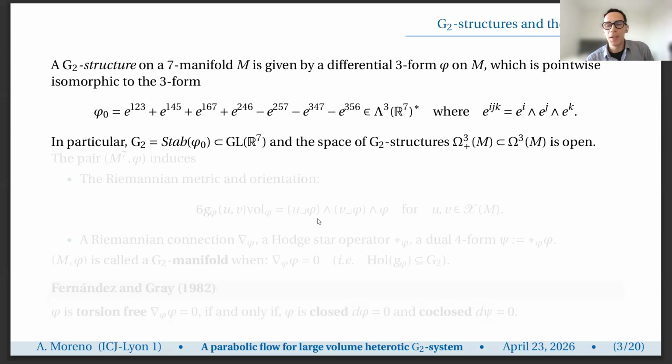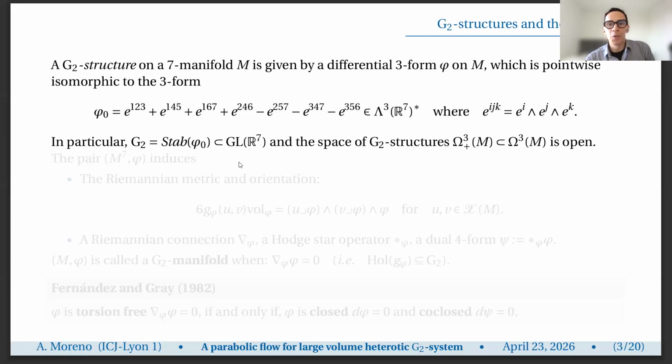As almost everyone knows now, a G2 structure is going to be a differential 3-form, which can be identified with the standard G2 structure on R^7, coming from the product of the octonions. You can write this 3-form in a basis in this nice way. And using this 3-form, you can define the G2 structure as the stabilizer of this 3-form inside the general linear group of R^7.